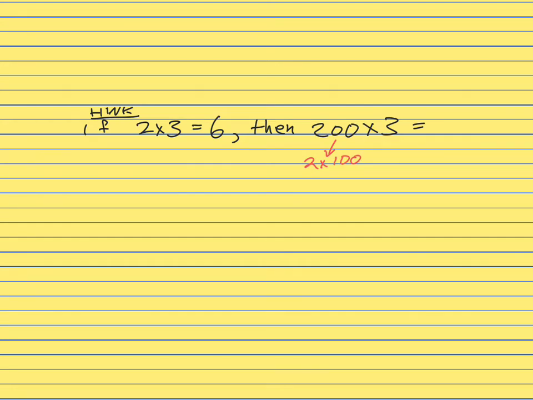So if you think about it, it means 2 times 3, then times 100. Ooh. So that means what we could do is look at the number of zeros in our 100 to find out how much we have to change our original number, which was 6, into our new number.